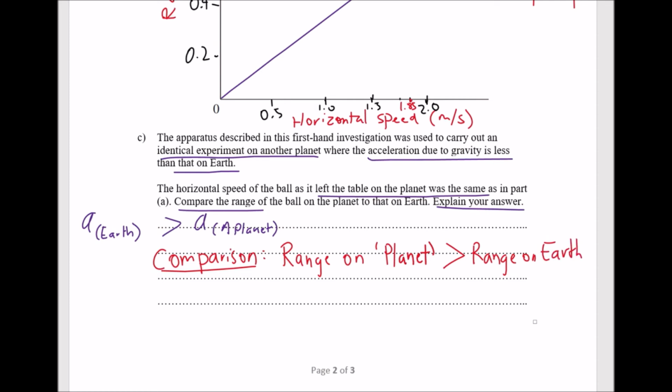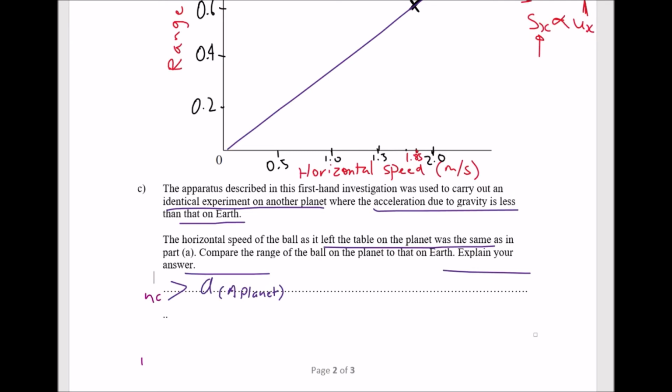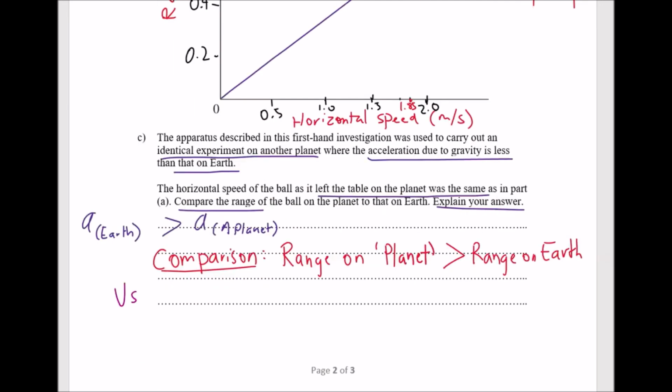Now I need to explain this answer, and this will require you to use some kinematics equations. So I'm going to use sy equals uyt plus half ayt squared. We're going to do a couple of assumptions, so we're using this formula.